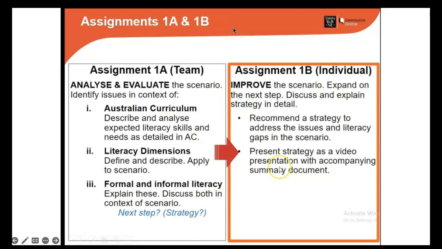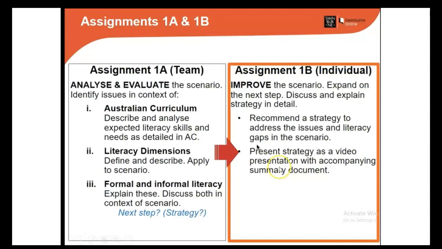In assessment number 1, which was our team presentation, it's really setting us up to now be able to go across and do this part of our assignment individually. So the teams are now disbanded. You don't need to contact those people to do assessment 1B. That is completely individual. But you can use the information and the knowledge that you've gained in assessment 1A to help you with this.